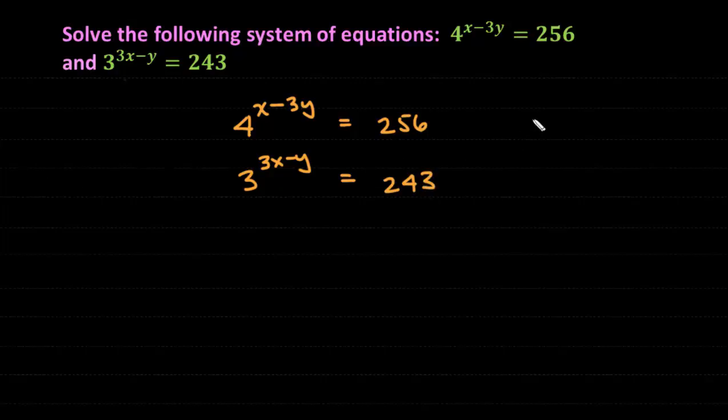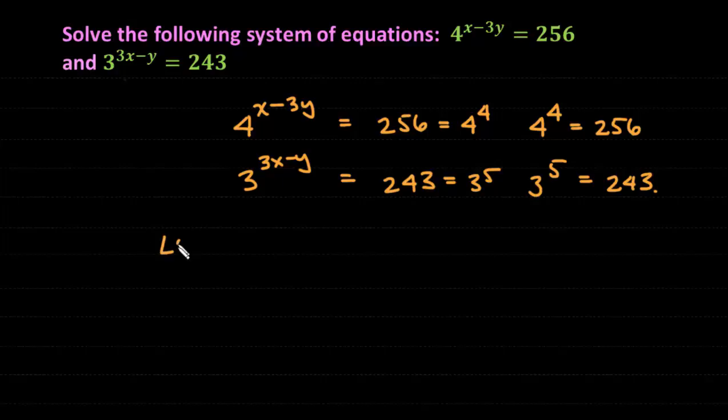Note that 4 to the 4th power is equal to 256, and 3 to the 5th power is equal to 243. So we can incorporate this new information into our equations to give us 4 to the 4th for that one, and 3 to the 5th for that one. Now we can start by taking the log of both sides for each of these equations.